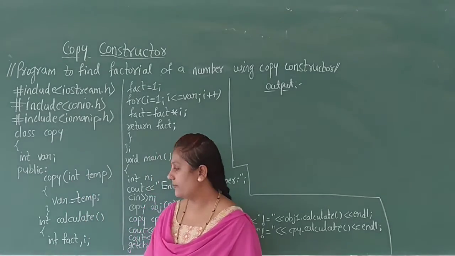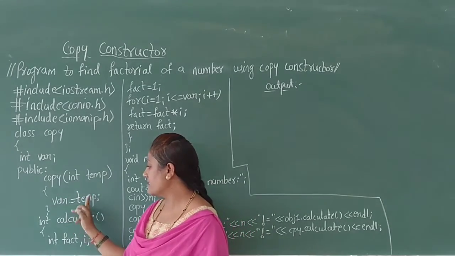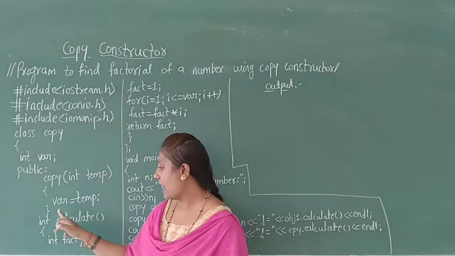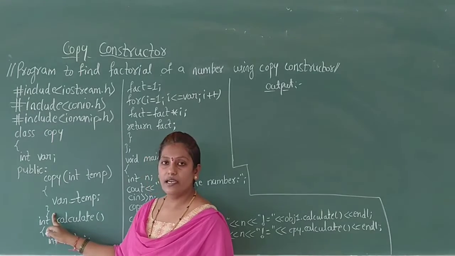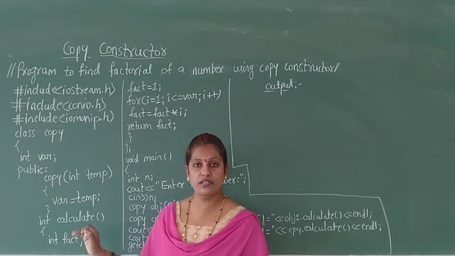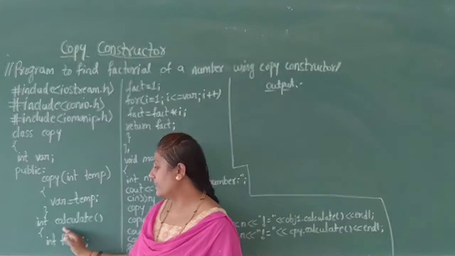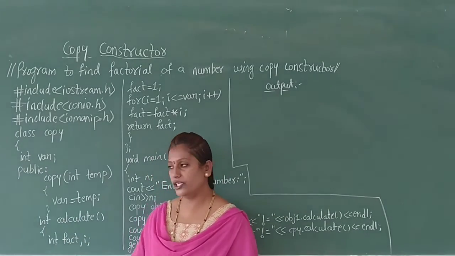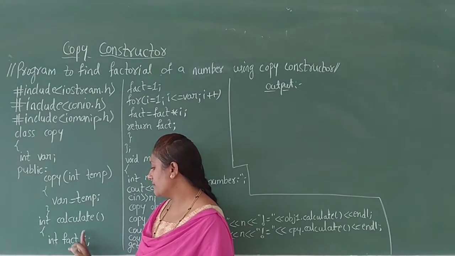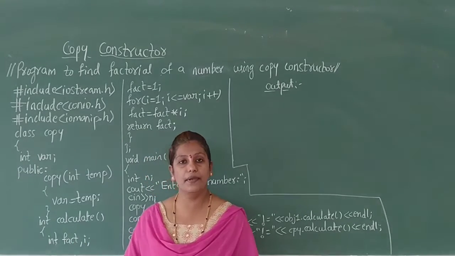data type int, and the temp value is assigned or copied to the data member var, and the copy constructor ends here. Next, the data member function calculate is defined and it is declared with the data type integer, and fact and I, these 2 variables are declared with the data type integer.